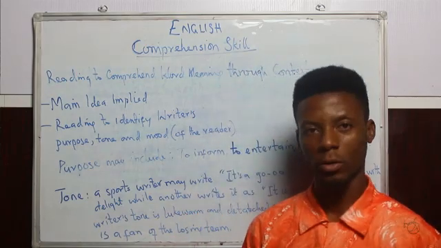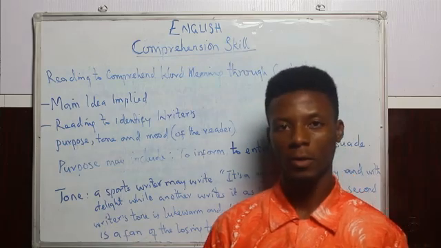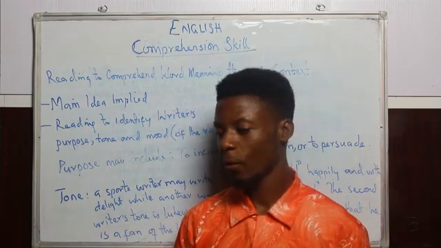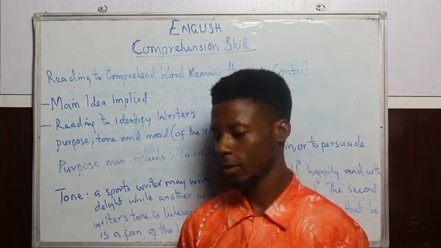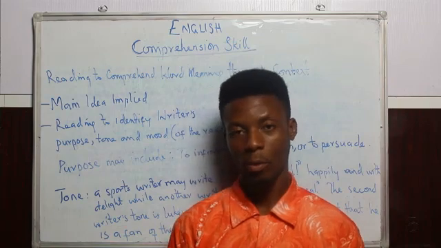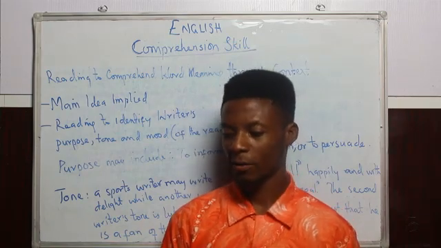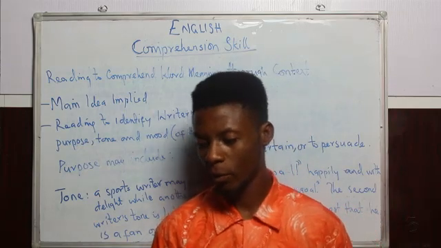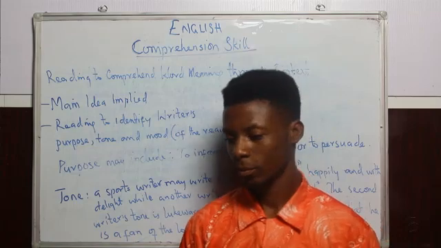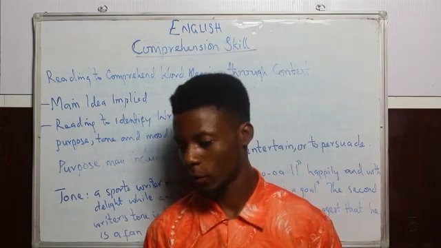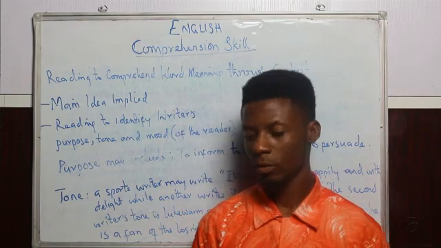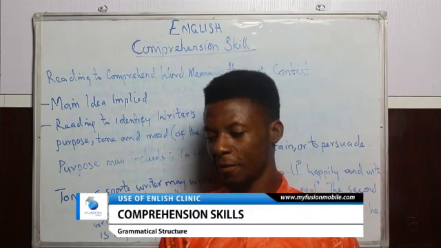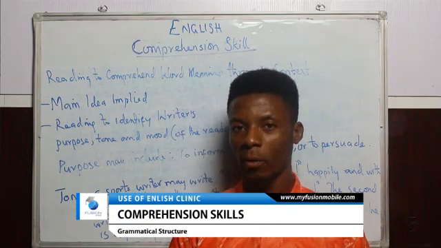Now, the mood of the reader. This is the feeling a reader has when or after reading a passage, a play, or a poem. Mood is how a piece of writing makes the reader feel. A reader's mood is influenced by the type of words that the writer chooses. Remember that a writer's choice of word shows his tone. It also determines the reader's mood. Mood is about how a reader feels, while tone is about how a writer feels.